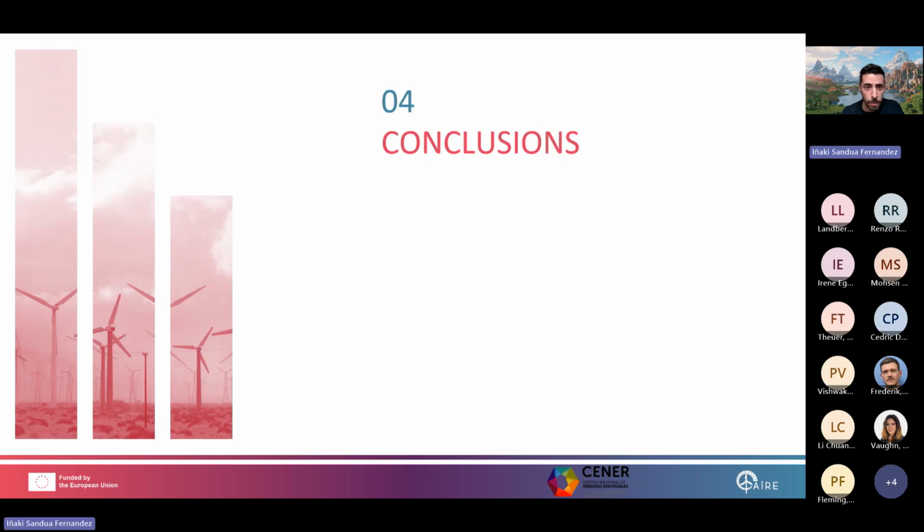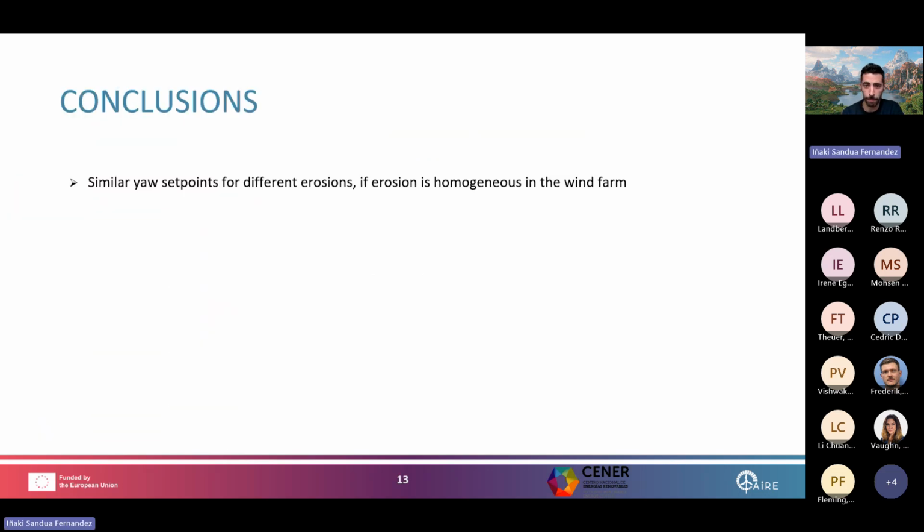And to finish with this, we jump into the conclusions. The first one is that the yaw set points for all the erosion configurations analyzed are very similar. Always, if the erosion is homogeneous inside the wind farm. If there are big differences, we have seen that there might be noticeable differences. The AEP of eroded wind farms is obviously lower than the AEP of the clean farm, and it goes down as erosion goes up, for both the case without and with wind farm flow control.